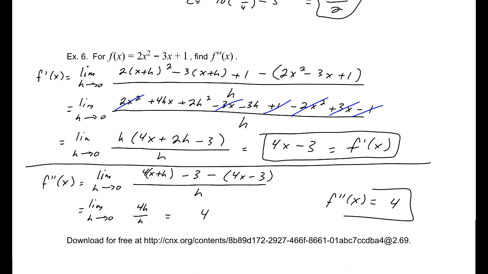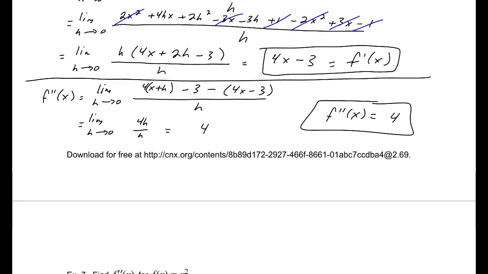Now, that should make some sense, because once we have the function 4x minus 3, the slope of that function is 4 everywhere because it's a linear function. All right. Let's move on to another.